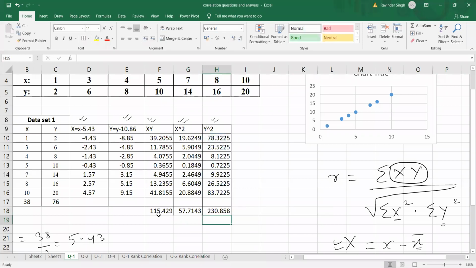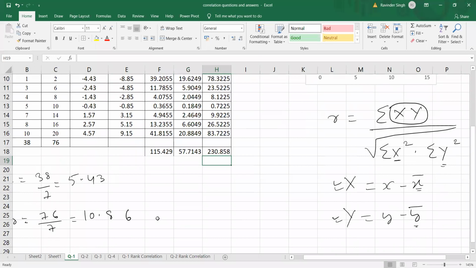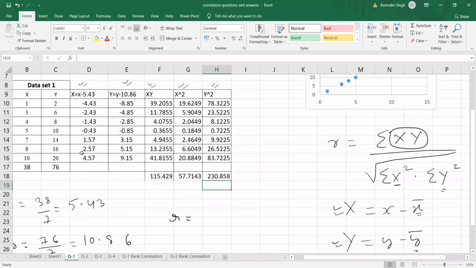Now all the values we have got. Now we just have to put these values in the formula. So let us put the values in the formula. What is the value of r we will get? Let us calculate. So r will be equal to the summation of XY. What is the value of the summation of XY?